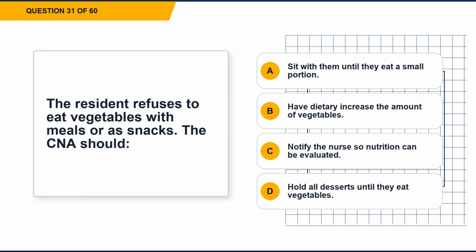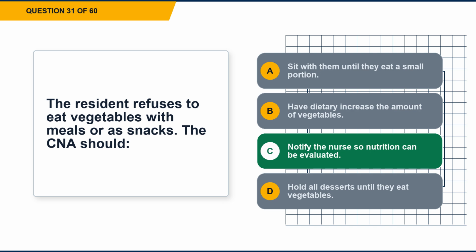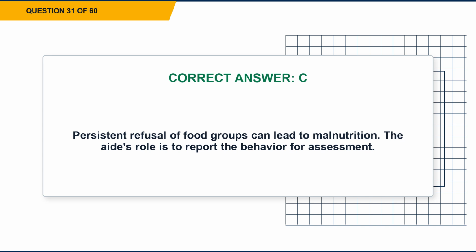Question 31. The resident refuses to eat vegetables with meals or as snacks. The CNA should. Option A. Sit with them until they eat a small portion. Option B. Have dietary increase the amount of vegetables. Option C. Notify the nurse so nutrition can be evaluated. Option D. Hold all desserts until they eat vegetables. The correct answer is option C. Notify the nurse so nutrition can be evaluated. Explanation. Persistent refusal of food groups can lead to malnutrition. The aide's role is to report the behavior for assessment.